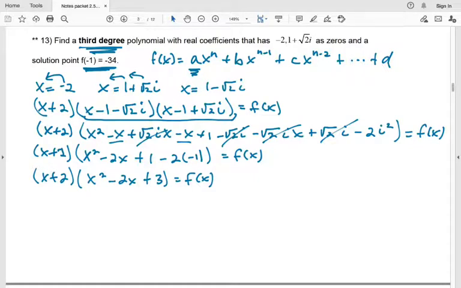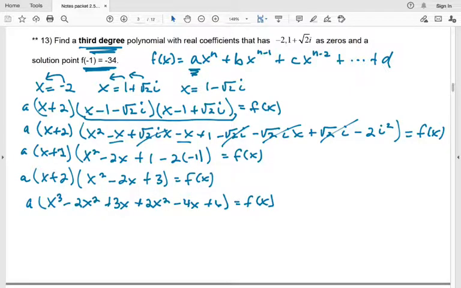Now remember that technically every one of these had an a value in front. I forgot to be writing that, I'm sorry. That a value is the leading coefficient, so I'm going to keep that there. I'm going to go ahead and multiply this out. So x cubed minus 2x squared plus 3x plus 2x squared minus 4x plus 6. All right, so that's completely multiplied out.